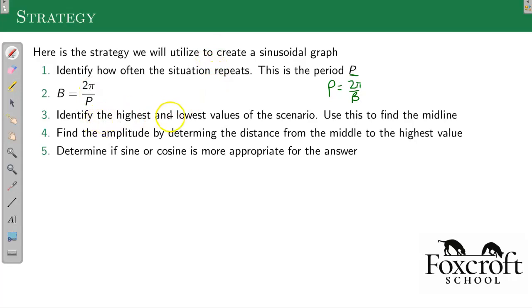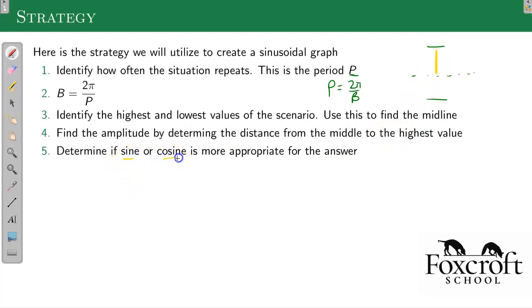If we identify the highest and lowest values in the scenario, that'll give us the high value and the low value. The midline has to be right in the middle, so we're actually going to average these to figure out the midline. Once we know the midline, the amplitude is just the distance from the middle to the top. So we can just subtract those to get the amplitude.